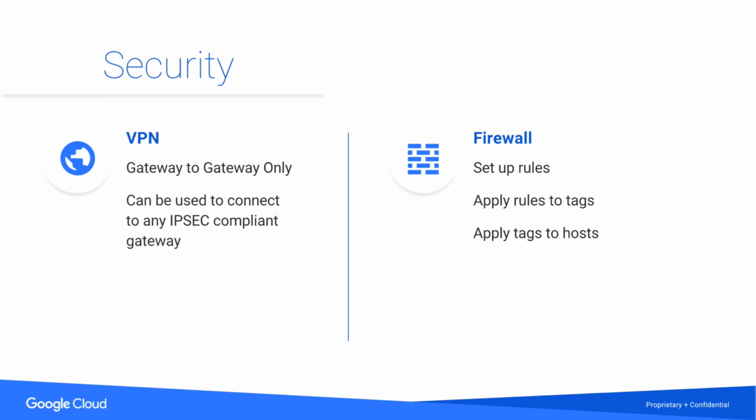We have firewall rules, and the great thing about firewall rules is you can actually apply this to tags. What tags allow you to do is apply those same tags to virtual machines. And if I have a firewall with a tag and I make a change there, the virtual machine with that same tag will get those updates immediately. So it allows us to control those firewall rules at a unified level.